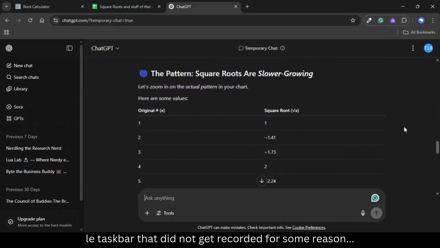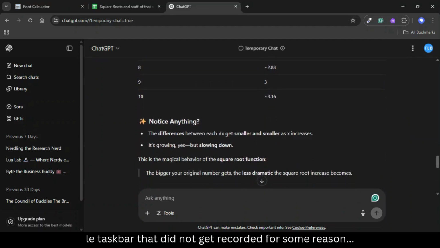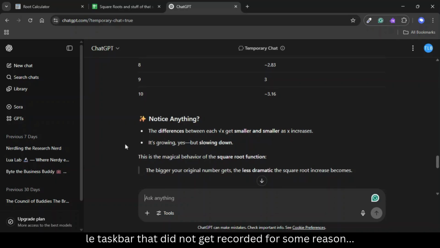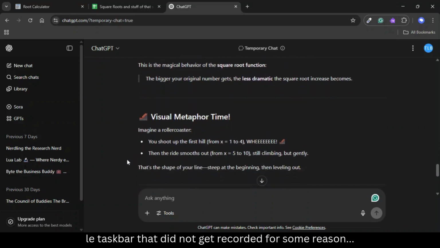Let's zoom in on the actual pattern in your chart. Notice anything? No, because I skipped through it all. The differences between each square root get smaller and smaller as x increases. I noticed that. It's growing, yes, but slowing down. This is a magical behavior of the square root function. Dumbledore has come back to life as a mathematician. The bigger the original number gets, the less dramatic the square root increase becomes.